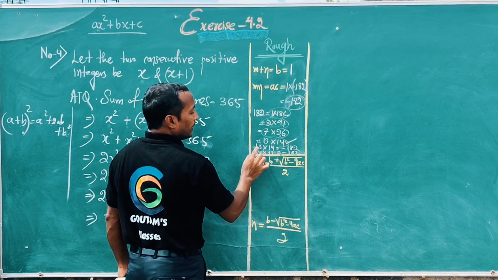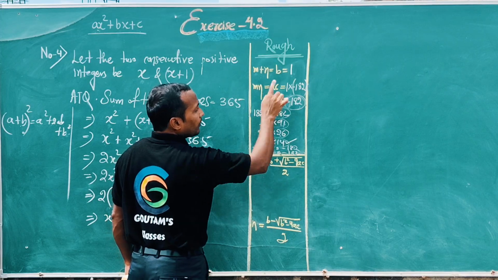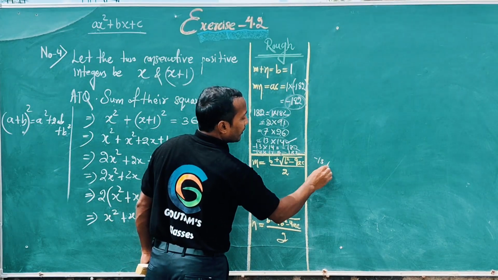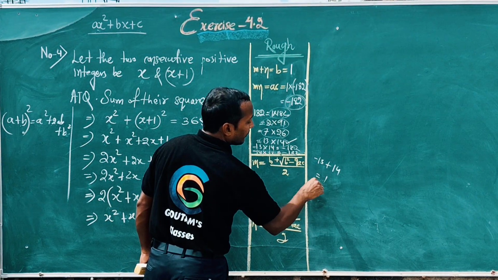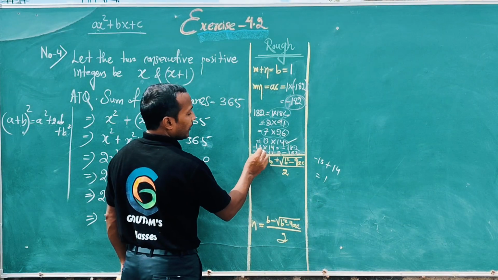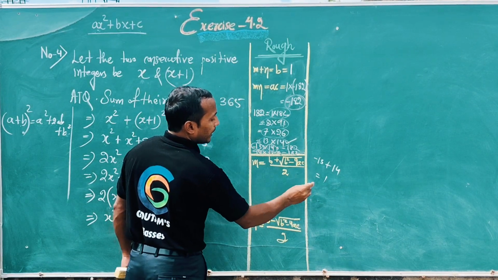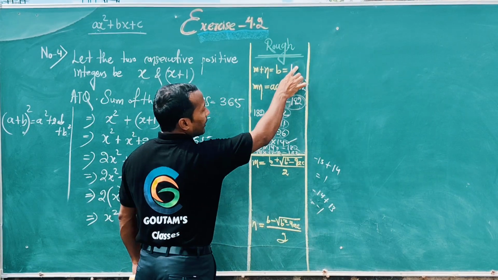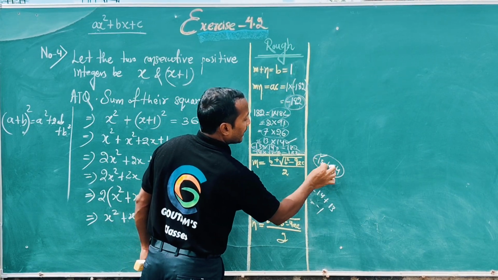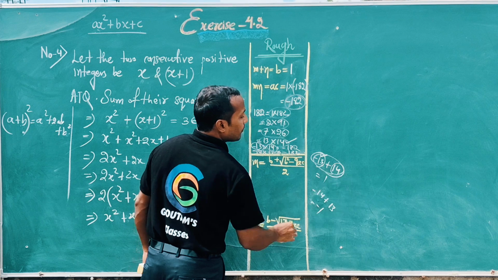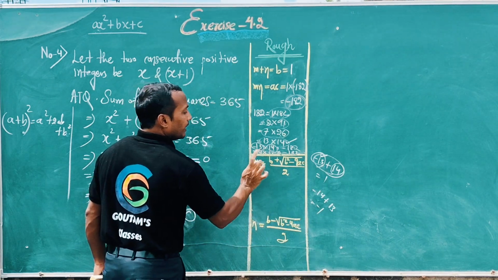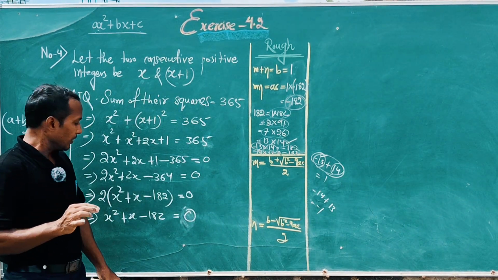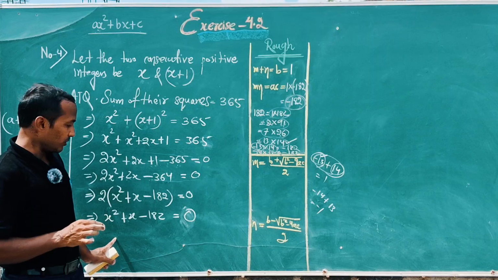Sum is 1. Minus 13 and 14, does it give you plus 1? Minus 13 plus 14, yes, it gives you 1. So minus 13 and 14 is the correct pair. If you take minus 14 and plus 13, you get minus 1. We want plus 1, so this is our right pair. Minus 13 is suppose m, and 14 we will take as n. These are our required numbers for this situation.